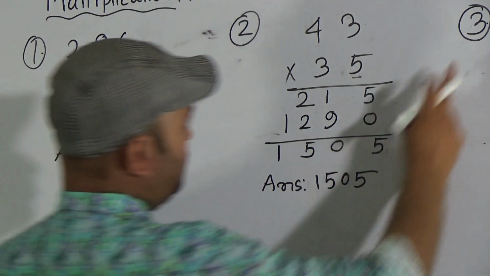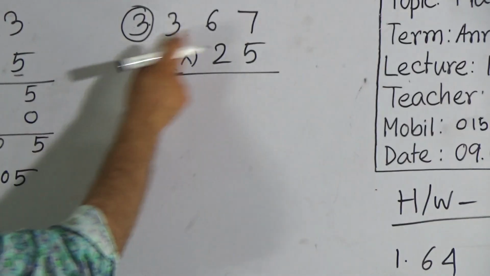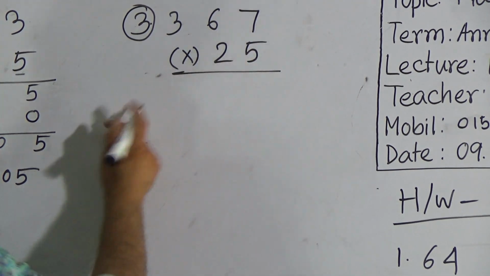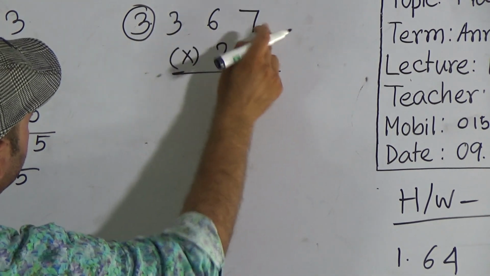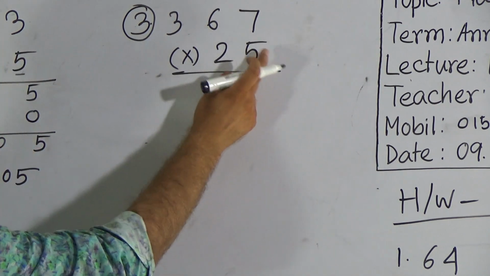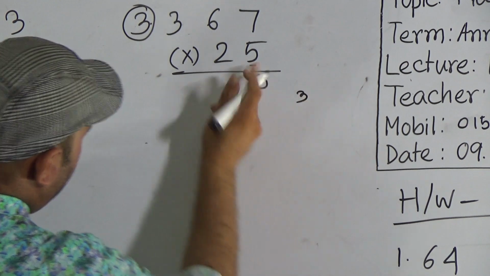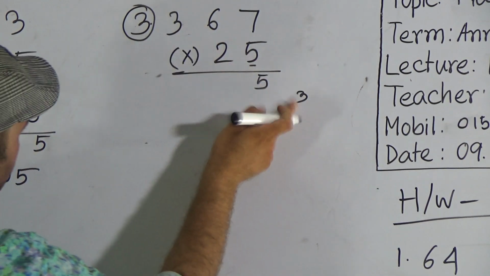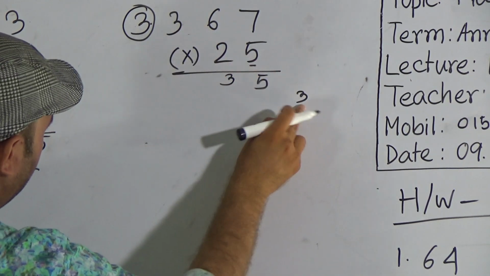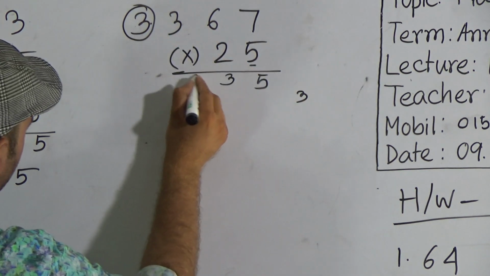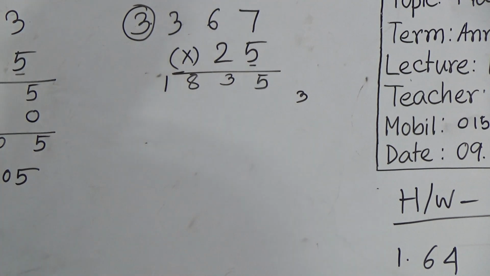Now look here is question number 3, 367 and 25. First of all, you have to multiply 367 by 5. 5 7s are 35, and you carry 3. 5 6s are 30, and 3 is 33. Again you carry 3. 5 3s are 15, and 3 it will be 18.